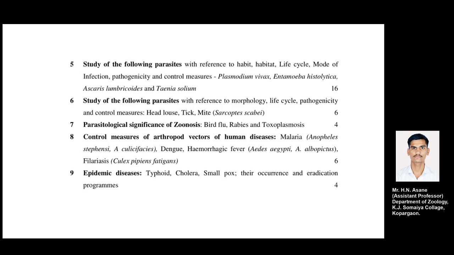And in this particular chapter, the study of following parasites, in the fifth chapter, we are also going to see the pathogenicity of parasitic effect. We will see the prevention and control of the parasites. And the fourth parasite we are going to see is Taenia solium.